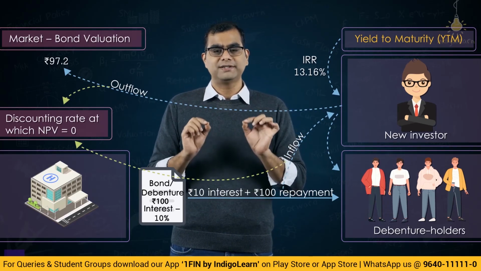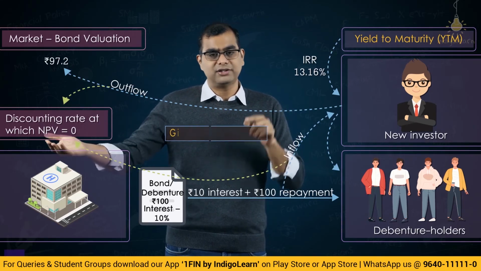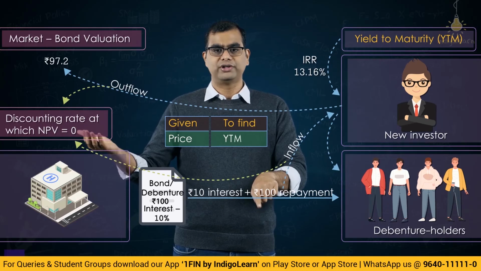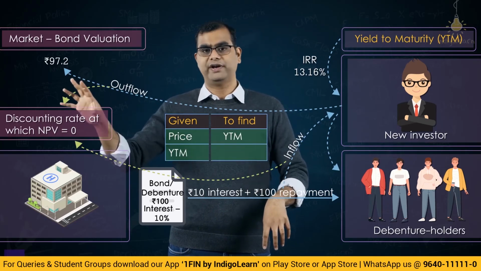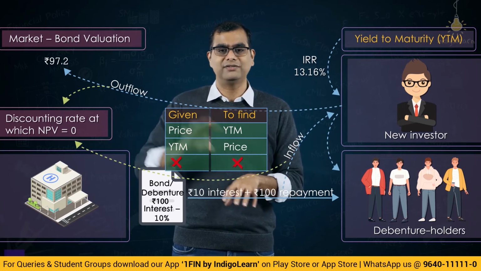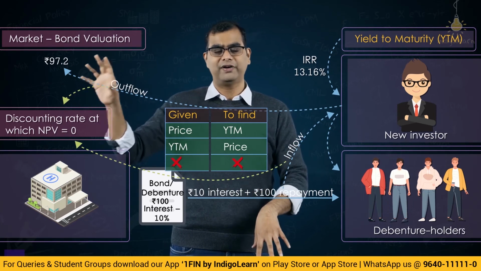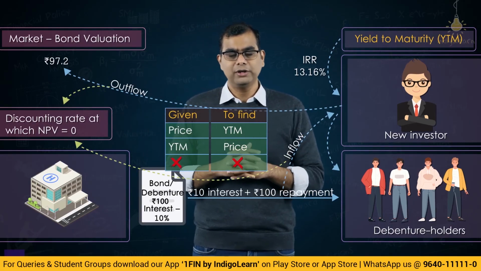What you have to remember is, if you have the price, you can find out yield to maturity, or if you have yield to maturity, you can find out the price. If you don't know either of them, you can't find out anything. You need the price to find out YTM, or you need YTM to find out the price. Correct? So far so good.